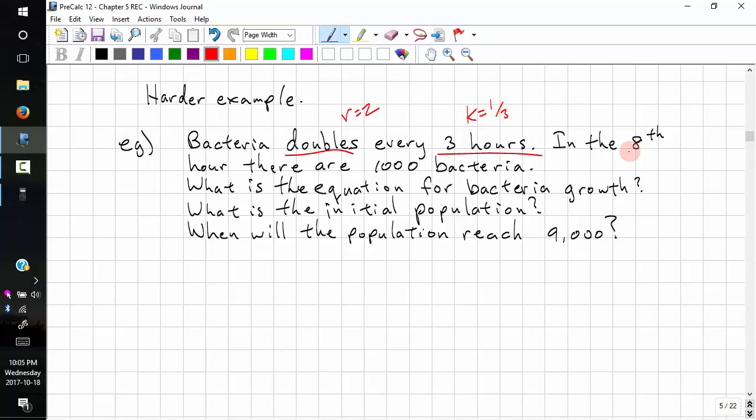In the 8th hour, this is a specified time, so this is T_i. There are 1,000 bacteria. This means that this is Y_i. So this is our specified time and our specified value.